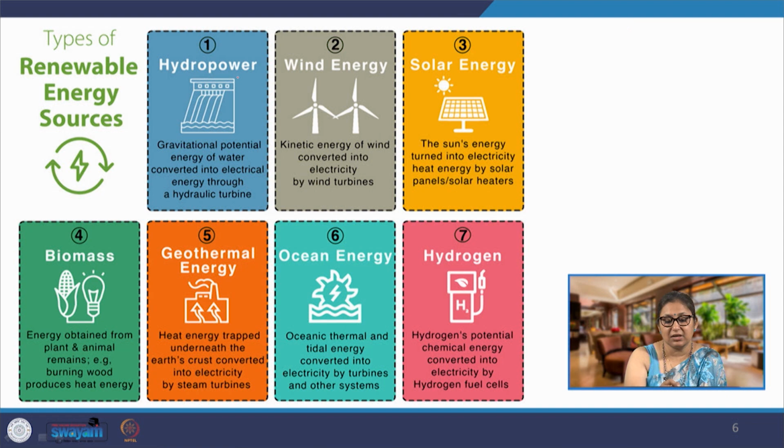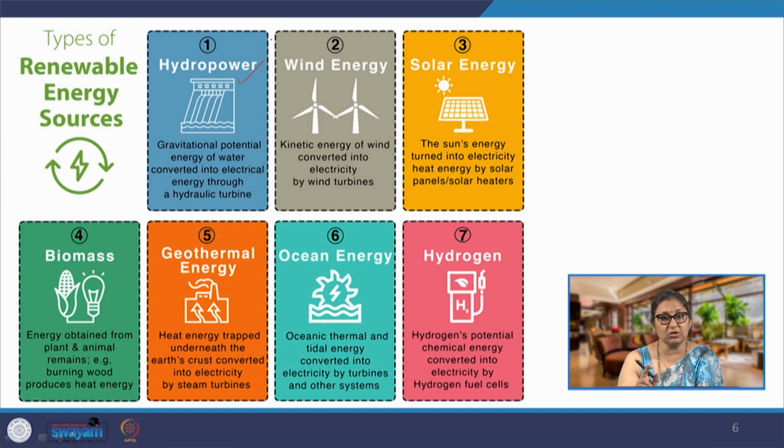When we say hydropower, we are actually using the gravitational potential energy of water, which is then converted into electrical energy through a turbine. For wind energy, we are doing the same process, just that instead of the gravitational potential energy of water, we are using the kinetic energy of wind, and then converting it into electrical energy using wind turbines. For solar energy, we are using the sun's energy. Sometimes it is the heat and other times it is the light, and then it is turned into electricity by solar panels or solar heaters or concentrators.